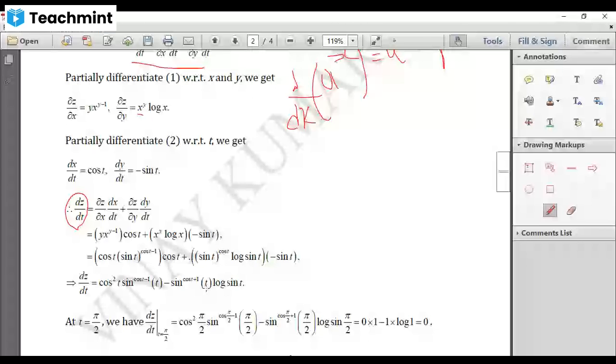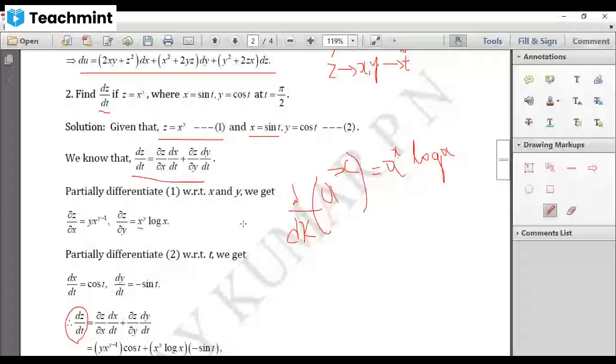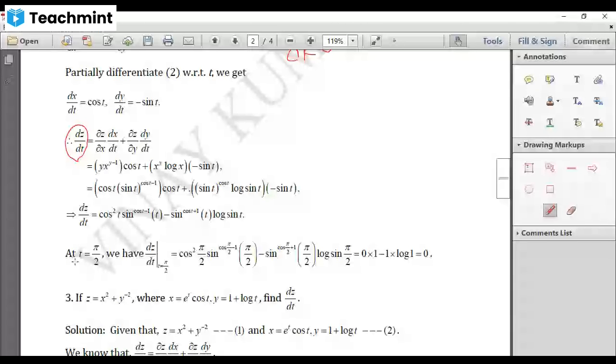But we have to find this at which point? At t equal to pi by 2. We have to find the total derivative at pi by 2. Now substitute t equal to pi by 2 in this. So you'll get cos square pi by 2 into sin to the power of cos pi by 2 minus 1 of pi by 2 minus sin to the power of cos pi by 2 plus 1 of pi by 2 into log of sin pi by 2. Now what is your sin pi by 2? 1. So log 1 is 0. 0 into anything is 0. Right? What is your cos pi by 2? 0. 0 square is 0. 0 into anything is 0. So answer is 0. That's how you have to find the total derivative.